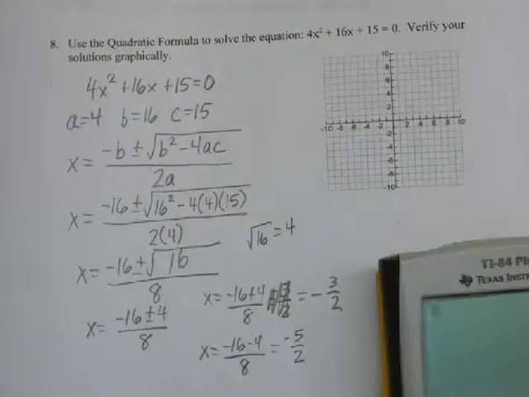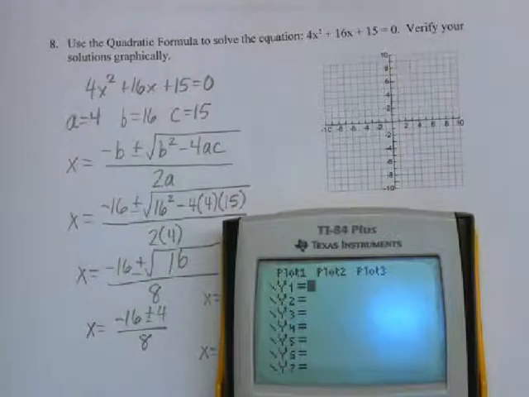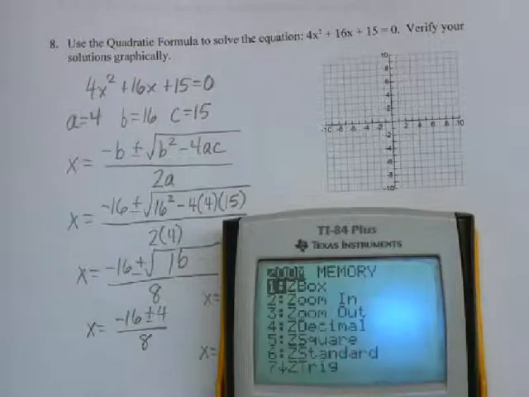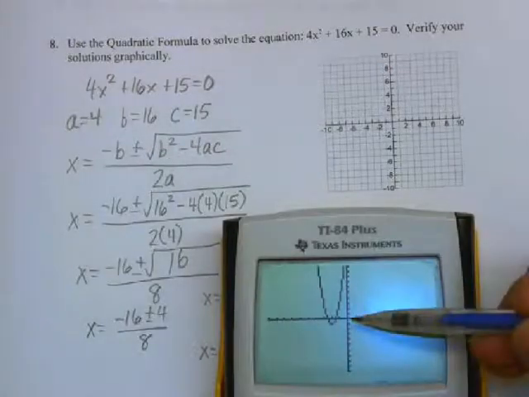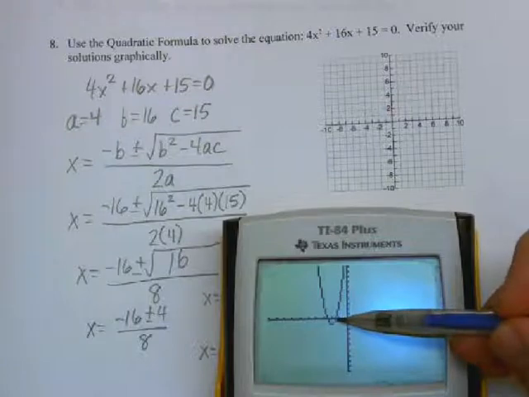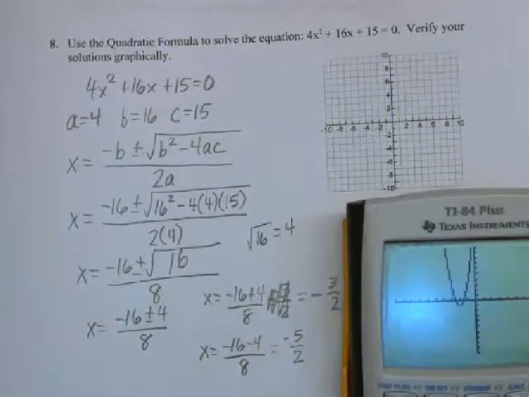So graphing it, we'll go ahead and plug in 4x squared plus 16x plus 15 into the calculator. We'll look at it in the standard viewing window, and we can see that, yes, it looks like it goes through negative 1.5 and negative 2.5, which corresponds with negative 3/2 and negative 5/2.